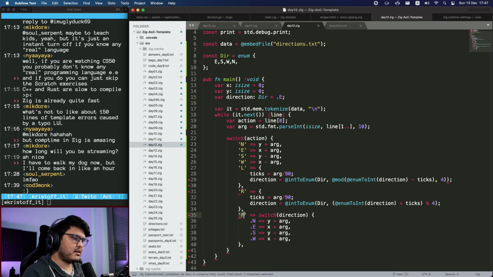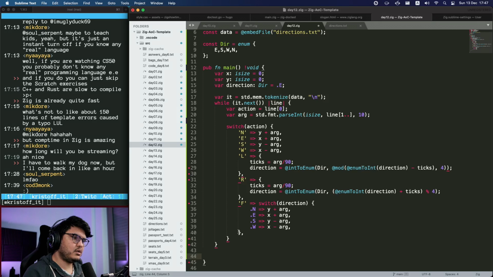So if it's F, if we are going north, it basically just moves us in whatever is our current direction. So this should be it, right? So we do this, and then after we are done, we just say, well, our current direction is... print distance, x plus y.